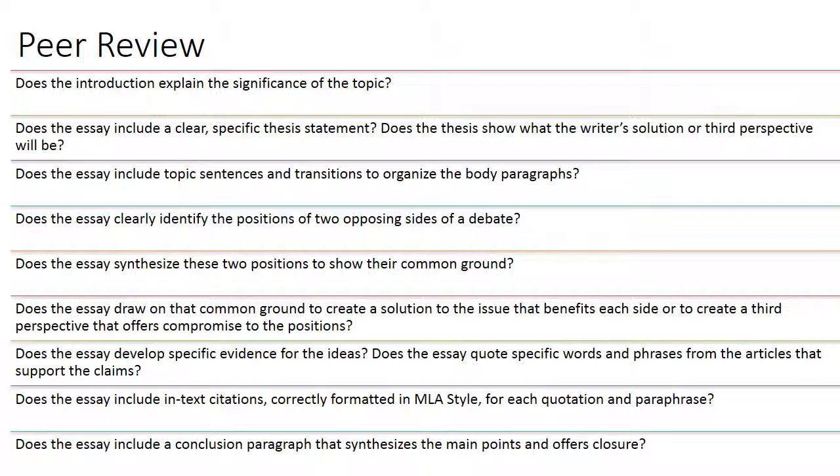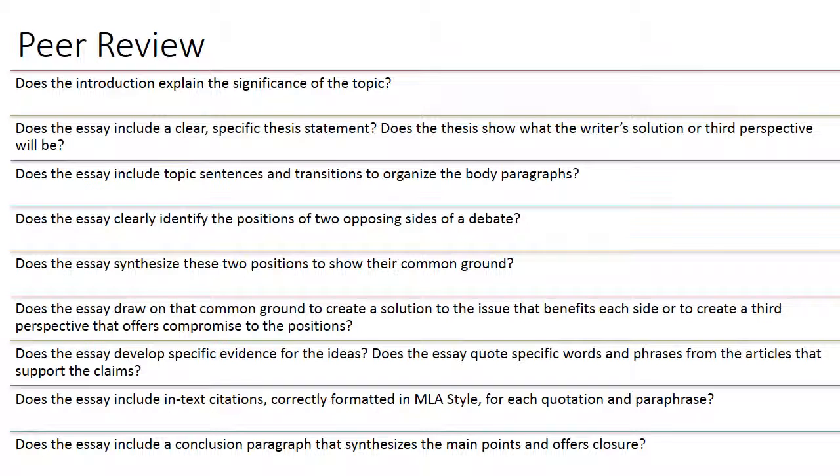Alright, once you've written that paper, we're then going to move on to the peer review. Remember, your paper needs to be posted by Wednesday at midnight. The peer review will then run until Saturday at midnight. The essay will be due on Sunday. So that'll give you one day to take all of your peer feedback, rework your essay, and get it turned in.